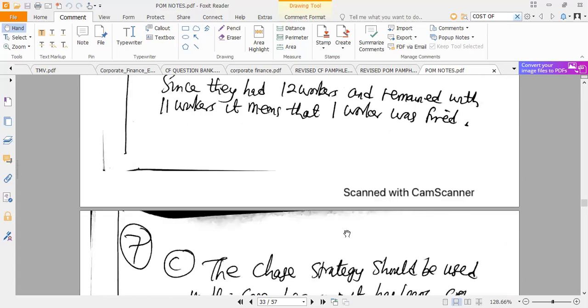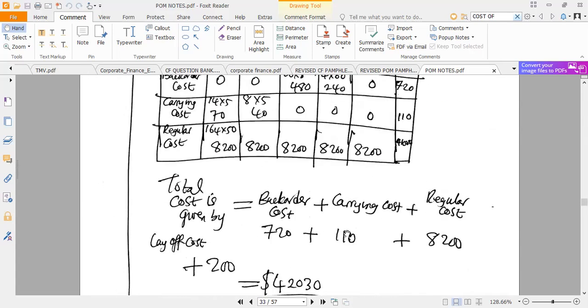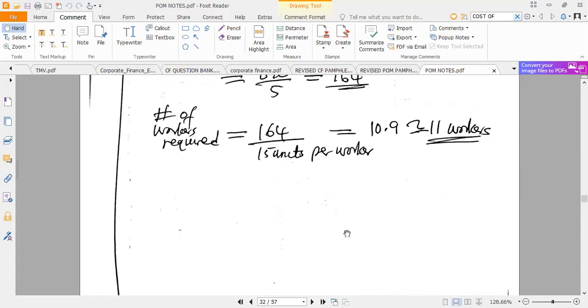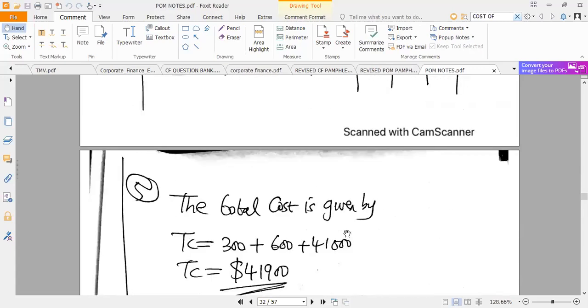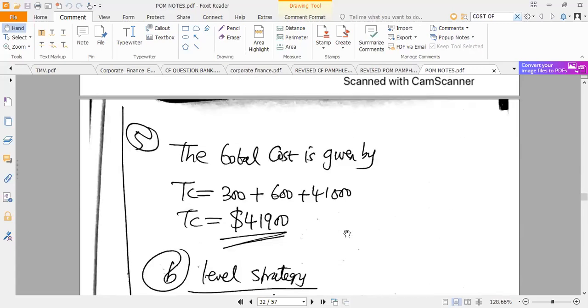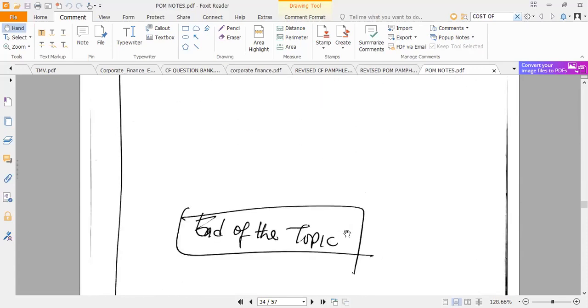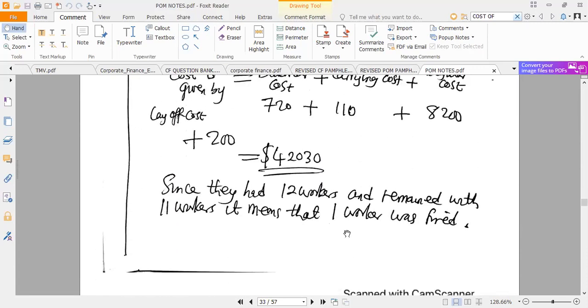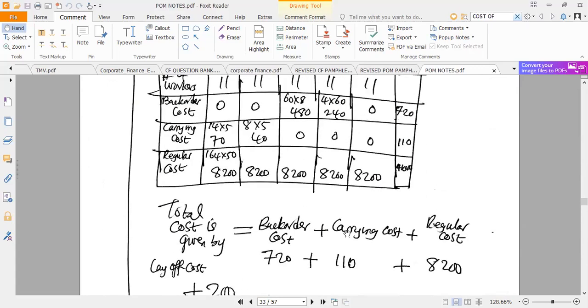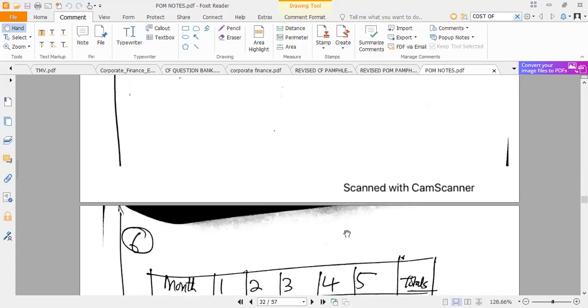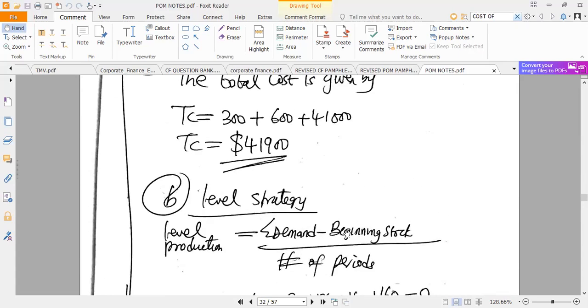All right. So as we look at the two costs, one is for 2030, which is $2,030, and the other one is actually for $1,900. So you look at which strategy is actually cheaper. The other one, 41, is cheaper than the other one. So if you are to go for the chase strategy, you would have a cost saving of the difference.